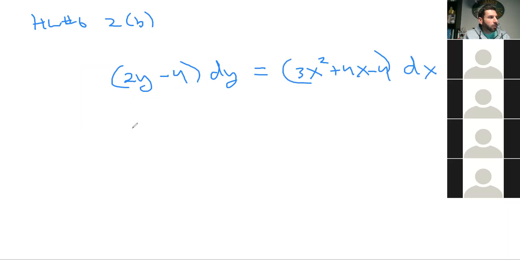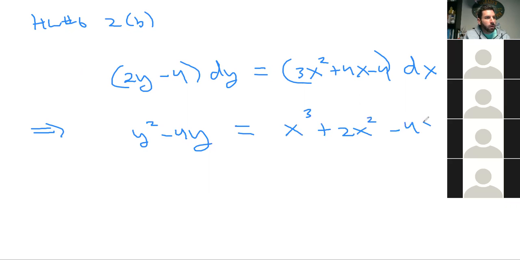dx. And so if you integrate that, you should get, I see what you're saying, y squared minus 4y, right? And then on the right-hand side, you get x cubed plus 2x squared minus 4x plus c. So yeah, I see what you're saying. It's a mess.